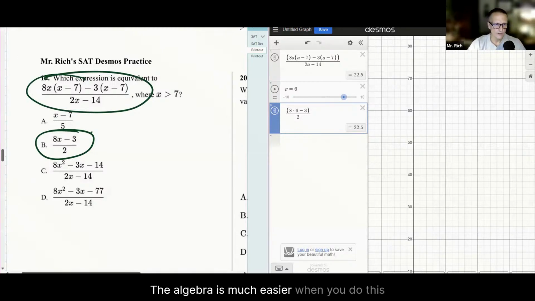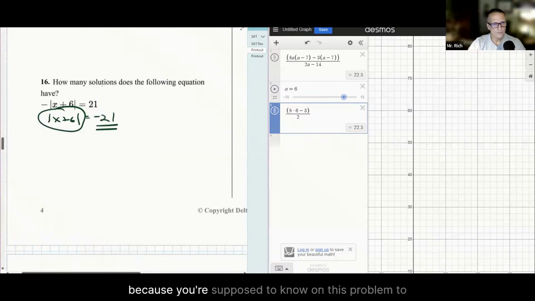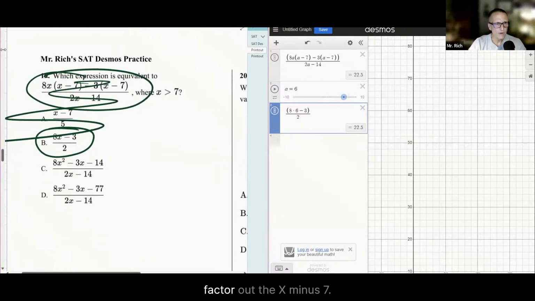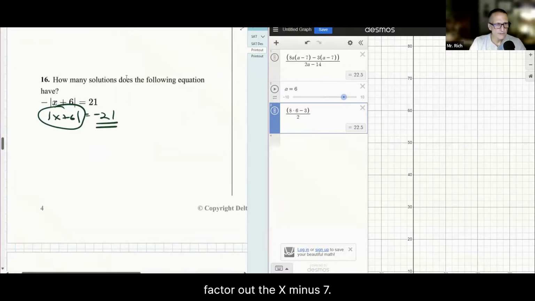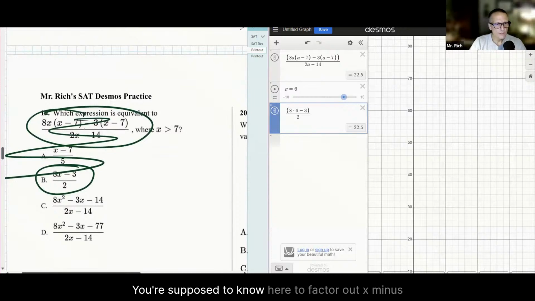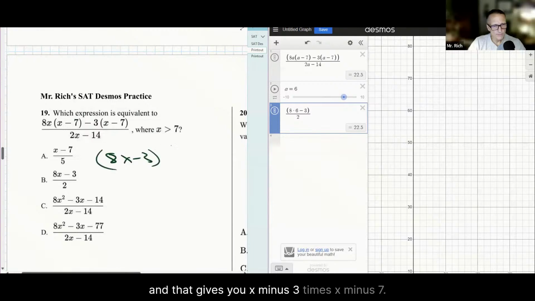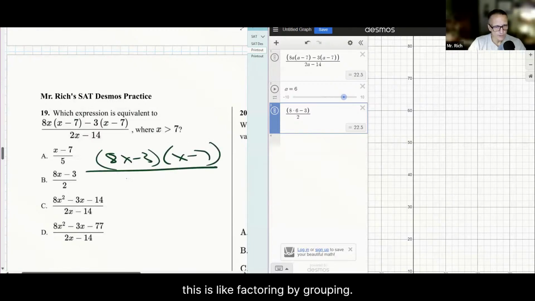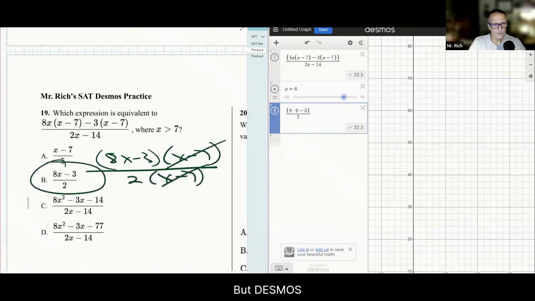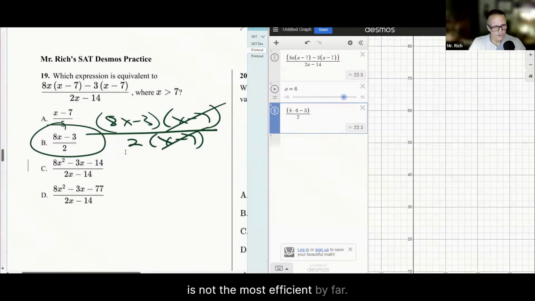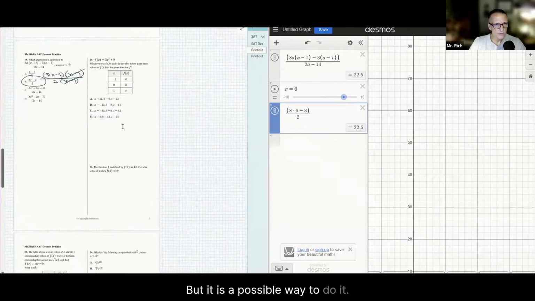The algebra is much easier when you do this because you're supposed to know on this problem to factor out the x minus 7. You're supposed to know here to factor out x minus 7 on the top. And that gives you x minus 3 times x minus 7. In other words, this is like factoring by grouping. This is 2 times x minus 7. And there you go. That's your answer. But Desmos is not the most efficient by far, but it is a possible way to do it.